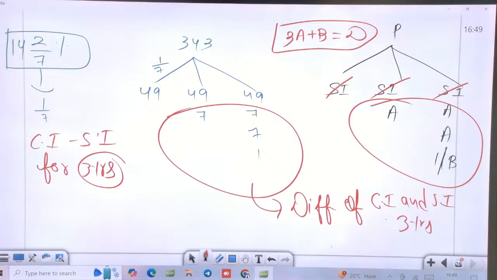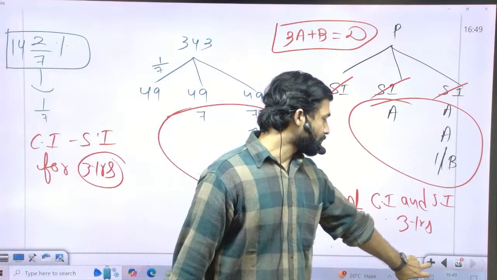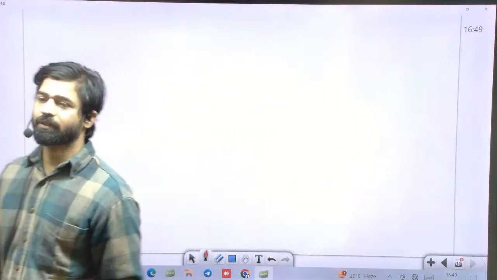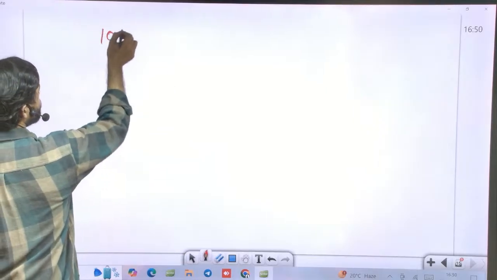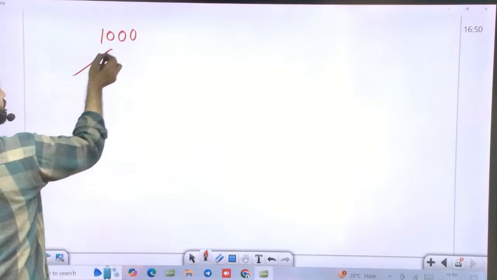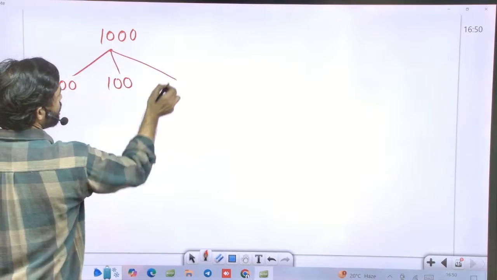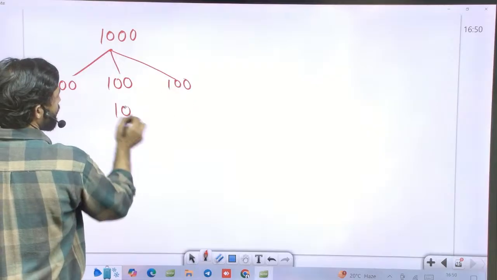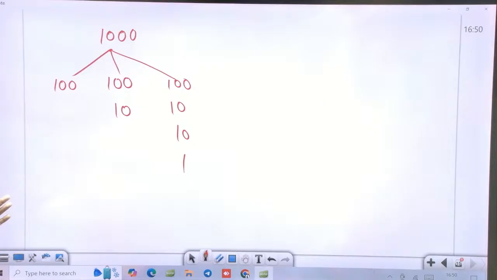Got it? Any problem? Okay. Finally, we are making a chart, the last chart, the 10%. I'm making it 10% for 3 years. Look at the board. You don't have to write anything. This is 100, 100, 100. This is 10, 10, 10, and this is the chart for 3 years.